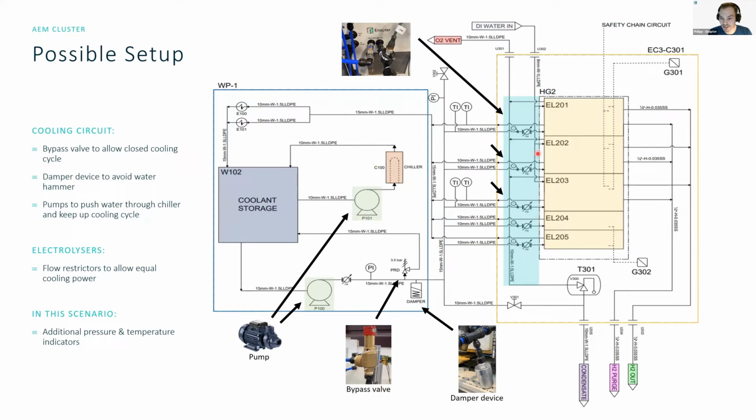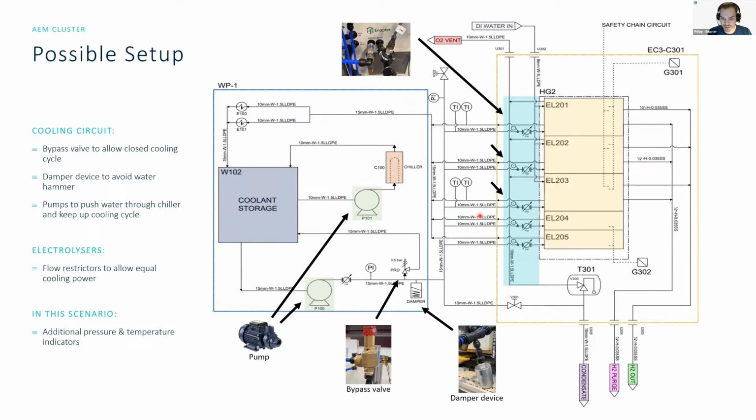What you can also see is that before each electrolyzer, you have the flow restrictors that are also visible in this upper picture. In this case, we also put flow meters on the outlet to get a better understanding. But this might not be needed in every scenario. The flow restrictors, though, definitely make sense, so I want to mention them here.